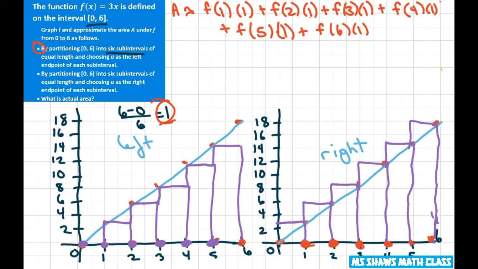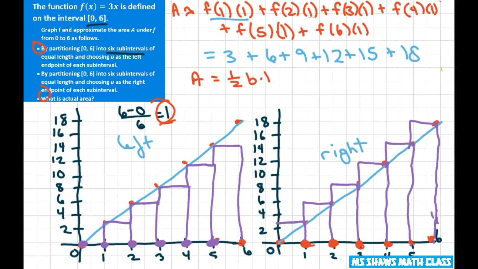I'm not going to keep multiplying the ones. This is just going to be 3 plus 6 plus 9 plus 12 plus 15 plus 18. Okay, and then they also want us to find the actual area. Well, the area of a triangle is 1/2 base times height, which is going to be 1/2 times 6 times 18, which equals 54. Oh, and this was 63. Sorry about that. This one was 63.